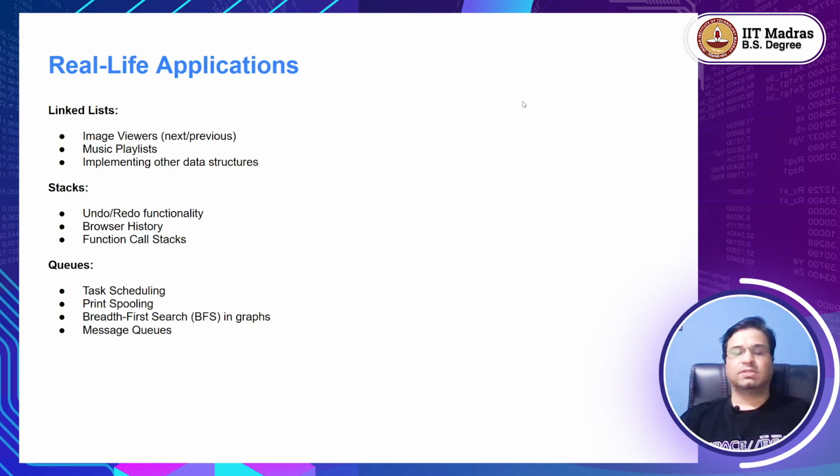Breadth first search, BFS. This is a fundamental algorithm for traversing graphs, networks of interconnected nodes. BFS uses a queue to explore nodes level by level, ensuring that all neighbors at the current level are visited before moving to the next level. Message queues. In distributed systems, applications communicate by sending messages to a message queue. This ensures messages are processed in the order they were sent, even if the receiving system is temporarily offline.